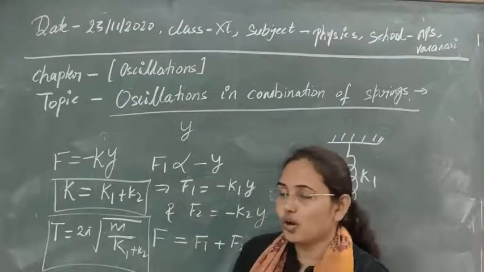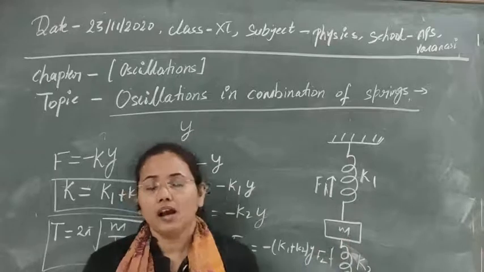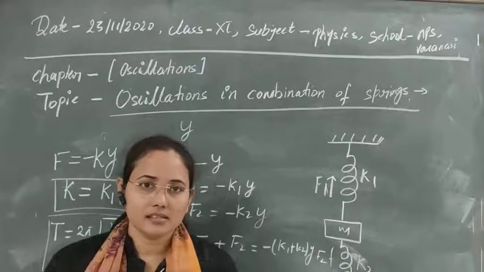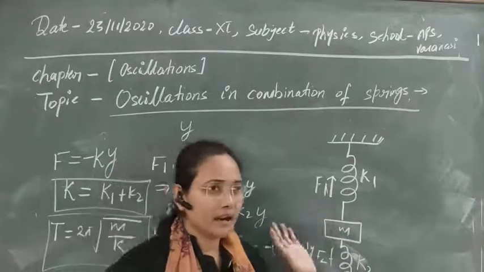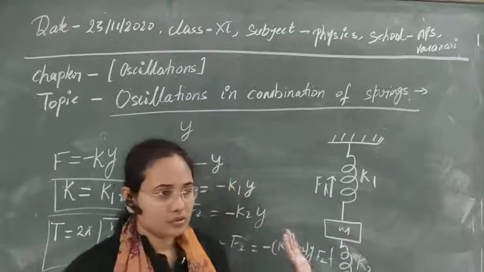How can we join two springs or more springs? How can we understand their oscillation? How can we understand all the conditions? I think whatever I have discussed today is all clear to you. I think there is no confusion.